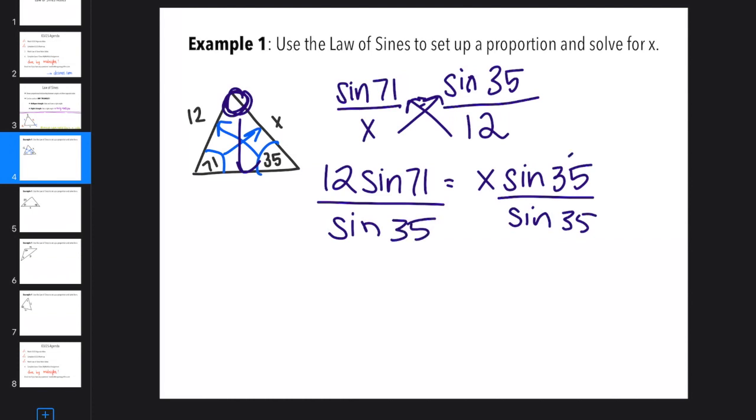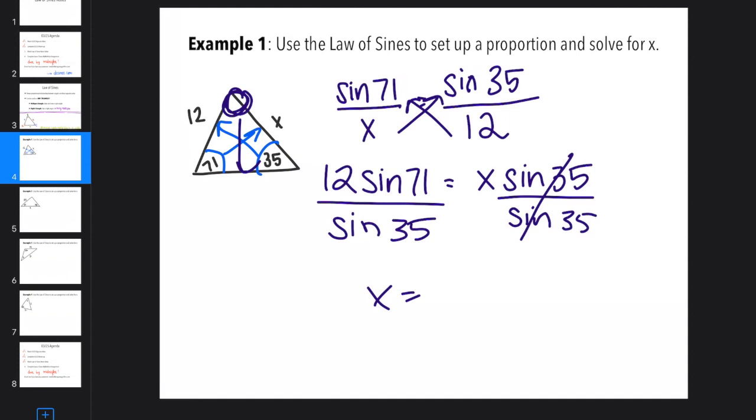And now it's a matter of plugging into your calculator. So if I were you, I would type in 12 sine of 71. Make sure your calculator is in degree mode. So that gives me 11.3. I'm going to hit divide by sine of 35.